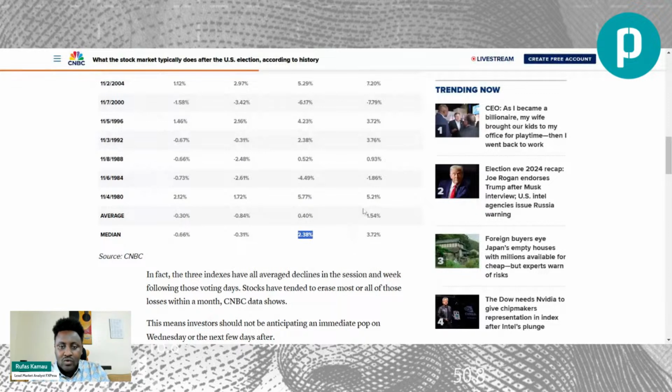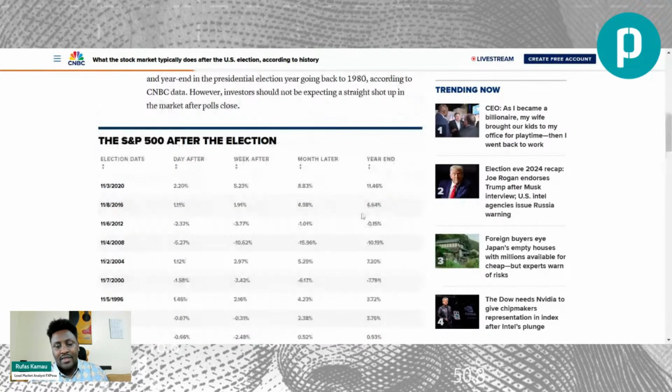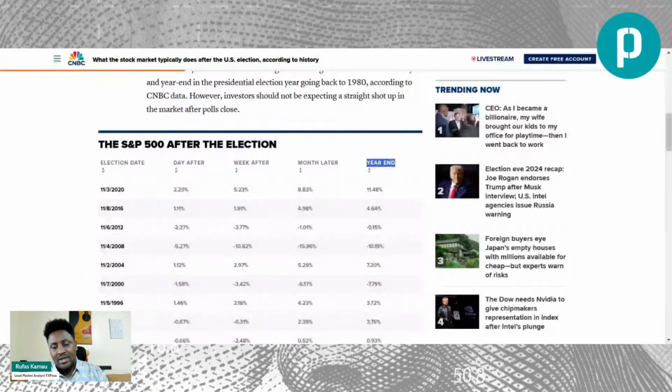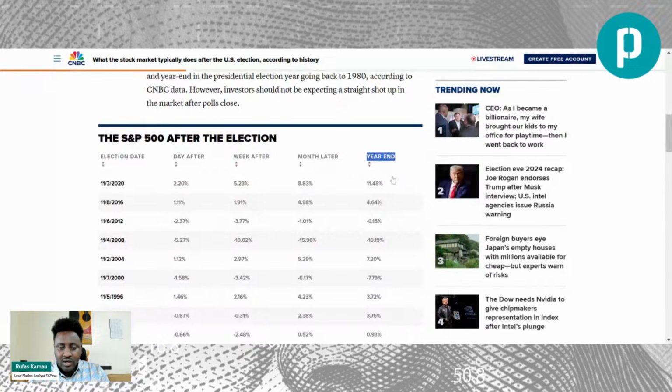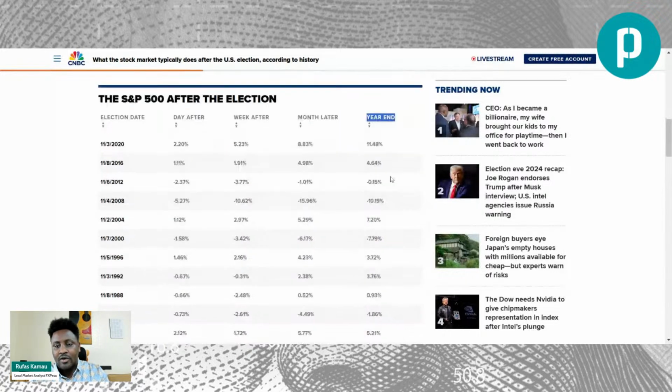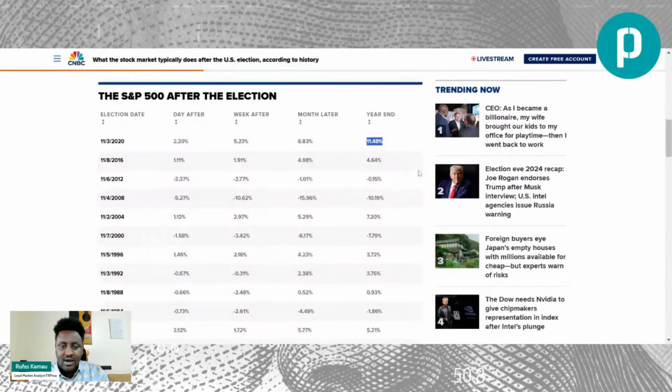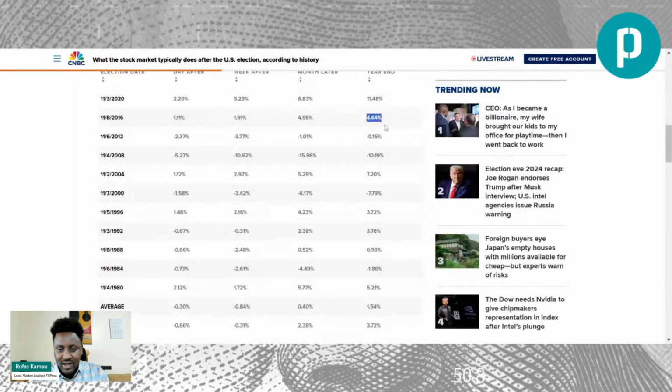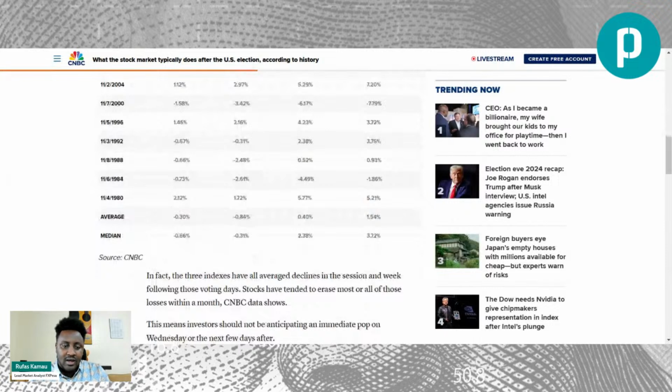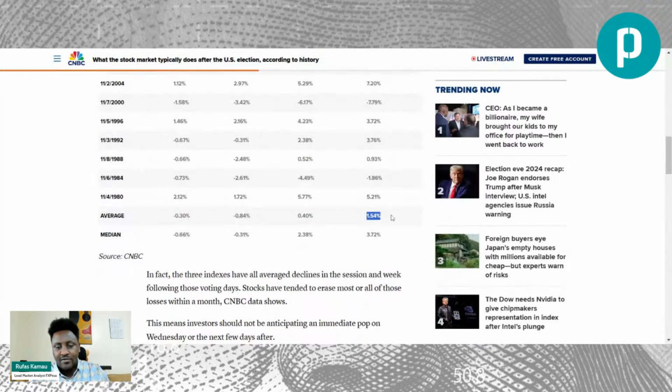So on the other hand, if you look at the year end, this means the performance of the S&P 500 from the day of the election to the 31st of December of that year, then you'll notice quite a variation. The stock market tends to perform even better, with the last election being one of the best results, up 11.48%. The previous one, 4.64%. The other one, negative 0.15%, negative 10.19%, 7.2%, and so on. So on average, the S&P 500 gains by 1.54% towards year end and gives a return of 3.72% towards the end of the year.